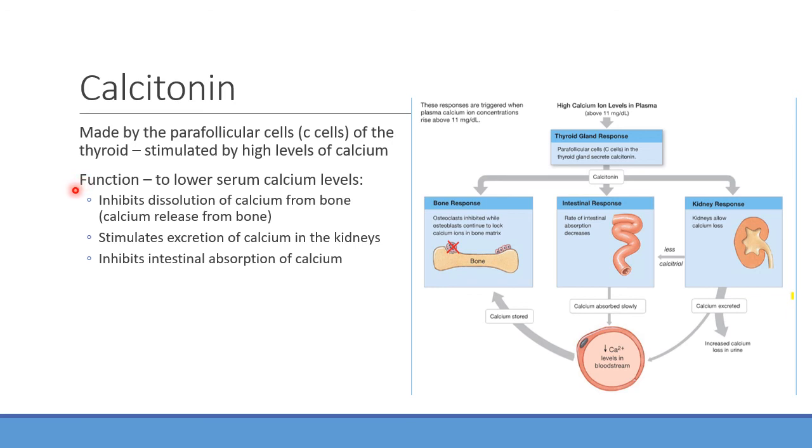So what you would find with calcitonin, because I have high calcium levels, my response is going to be to lower calcium levels, right? So again, those cells are detecting there's too much calcium around. I'm going to try to lower it by releasing calcitonin. So I'm going to inhibit the dissolution of calcium from the bone.